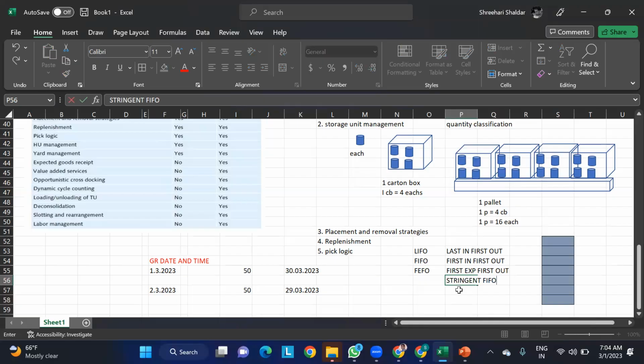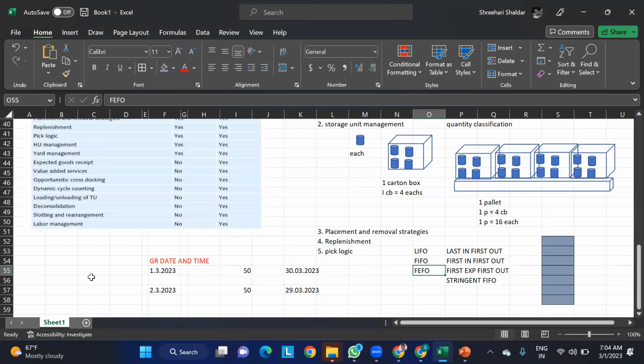Stringent FIFO means that within the entire warehouse, if you get an order for a particular material, whichever material has the earliest, immediate expiry will move first. That is what stringent FIFO, or FEFO, is all about. So these are some quick logics we are going to use.